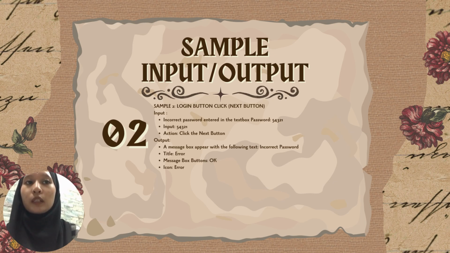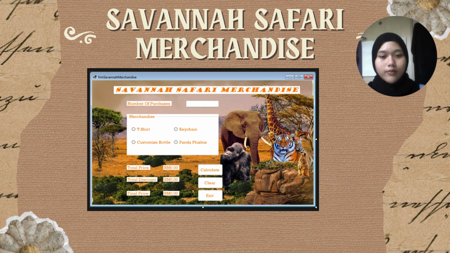Output, the message box appears with the following text, incorrect password. The title is error and the message box button, okay. Icon is error. Now we go to the second interface, which is Savannah Safari Merchandise.